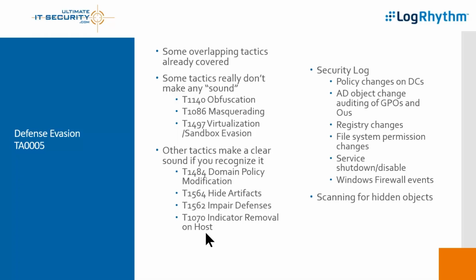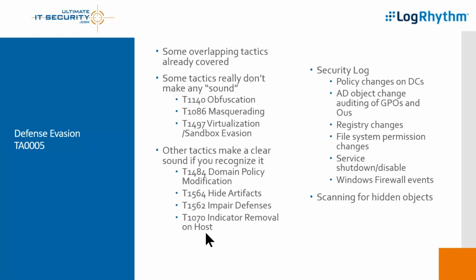In the security log, you have policy changes on domain controllers. If you want to catch bad guys changing group policy objects, which there's actually examples of, look back through my library. I've done webinars every few years on how to audit changes to group policy objects and organizational units. And need we mention registry changes again?